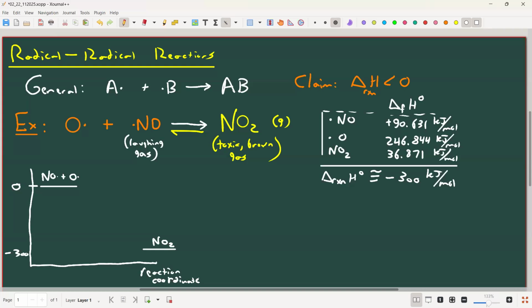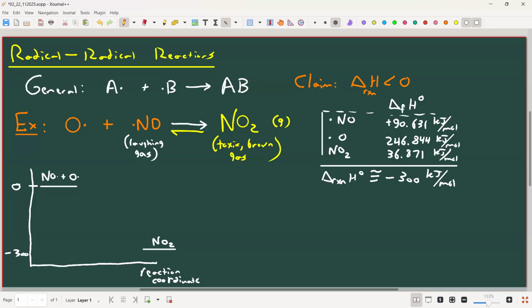Why is that? Well, the fact of the matter is that we're reacting two radicals together. They have unpaired electrons. We know what electrons like to do when they're unpaired. They like to pair. So there is, in some sense, no energetic impedance for these two things to combine. There's nothing that's really stopping them. It doesn't have to do any work.